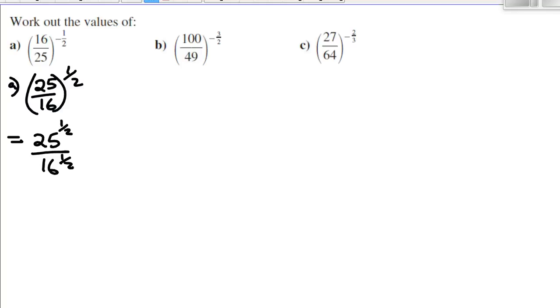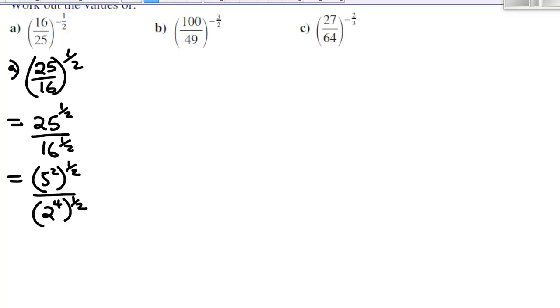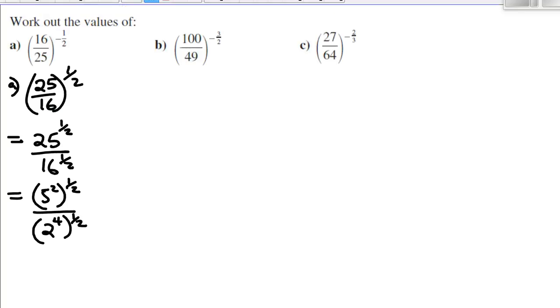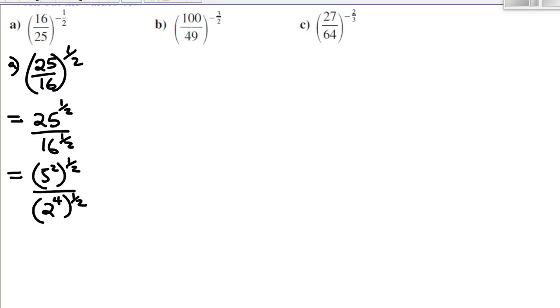And then we can carry on and say 25 is 5 squared, to the power of a half, over 16 is 2 to the power of 4, to the power of a half. Then you can carry on. I won't be running out of space here. Just move down a little bit. Okay. So this will be equal to 5 to the power of 2 multiplied by a half over 2 to the power of 4 multiplied by a half.